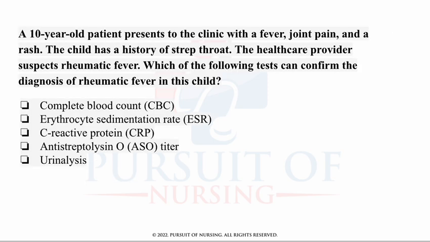Classic multiple choice, physiological integrity. A 10-year-old patient presents to the clinic with a fever, joint pain, and a rash. The child does have a history of strep throat. The healthcare provider suspects rheumatic fever. Which of the following tests can confirm the diagnosis of rheumatic fever in this child? So which of the following is diagnostic of rheumatic fever?